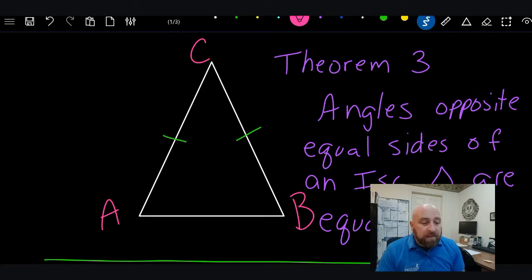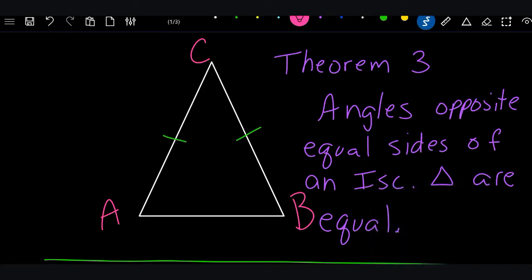Theorem number 3 says angles opposite equal sides of the isosceles triangle are equal. What does that mean? Well, here's a side, and it's an equal side to this side. So the angle opposite, and opposite means on the other side of, so this angle would be equal to this angle. In other words, angle A would equal angle B. How do we know that? Because Theorem 3 tells us that.